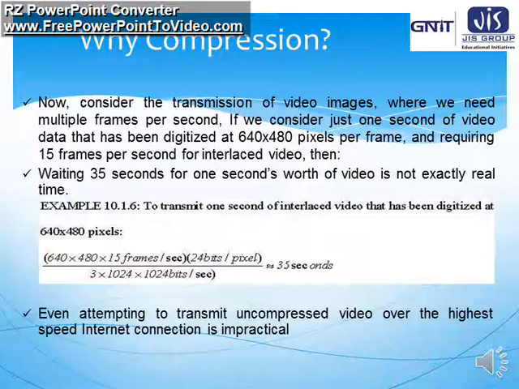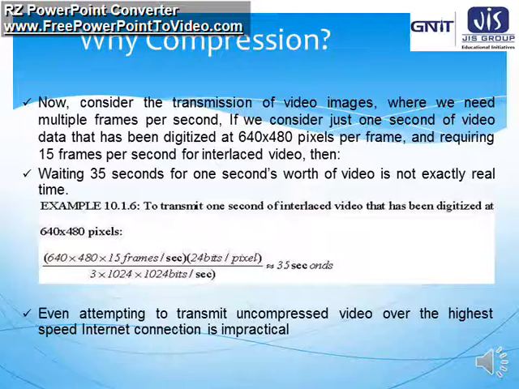Why is compression required? Now consider the transmission of video images, which is nothing but a collection of several still images, where we need multiple frames per second. If we consider just 1 second of video data that has been digitized at 640 multiplied by 480 pixels per frame and requiring 15 frames per second, then waiting 35 seconds for 1 second's worth of video is not exactly real time.